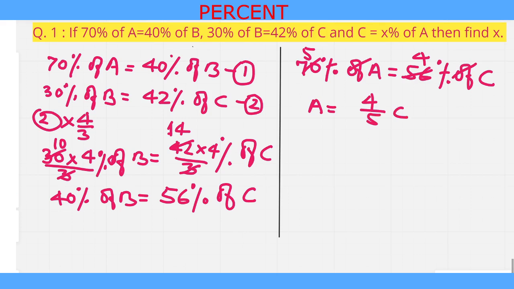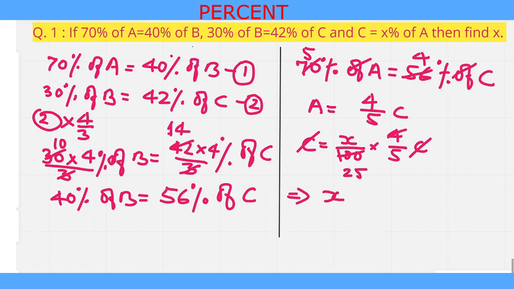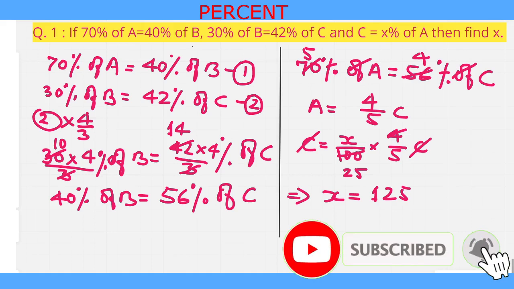Now the third expression is C equal to X% of A. So X% is X upon 100 and the value of A is 4 upon 5C. Cancelling C on both sides and 4 cancels 100 for 25 times, we get X equal to 125. 25 times 5 is 125. So we get X equal to 125. This is our solution for this question.